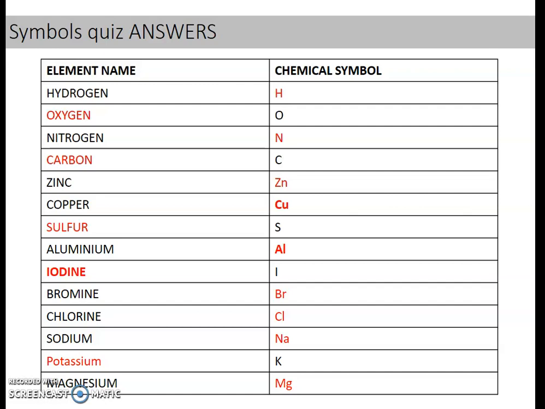So hopefully you managed to get the majority of those by using the periodic table. It's something that you need to be able to do. So hopefully you've done pretty well.